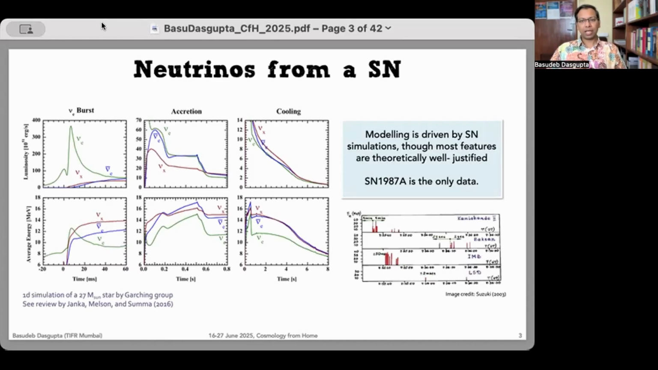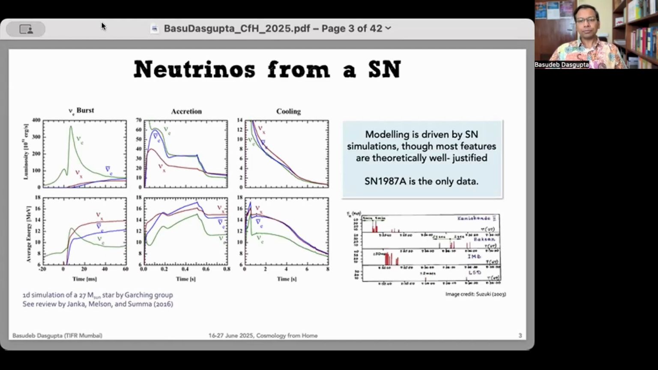And then finally, for the next 10 seconds or so, the hot protoneutron star that's at the center of the supernova cools by emitting neutrinos of all flavors. But by this time, the different flavors have acquired roughly similar luminosities and almost similar average energies. So the neutrinos are emitted from a supernova with a quasi-thermal spectrum. You could think of a Fermi-Dirac-like spectrum, though it's a little bit more pinched or anti-pinched depending on the flavor.